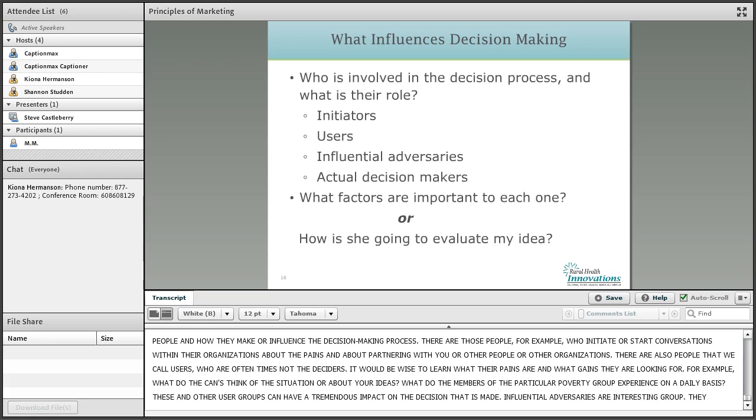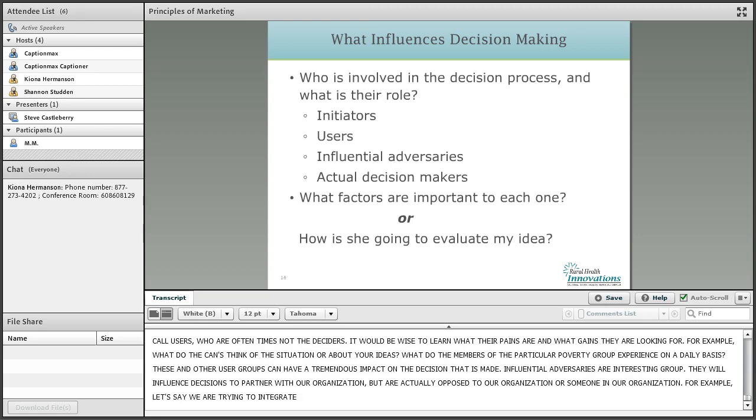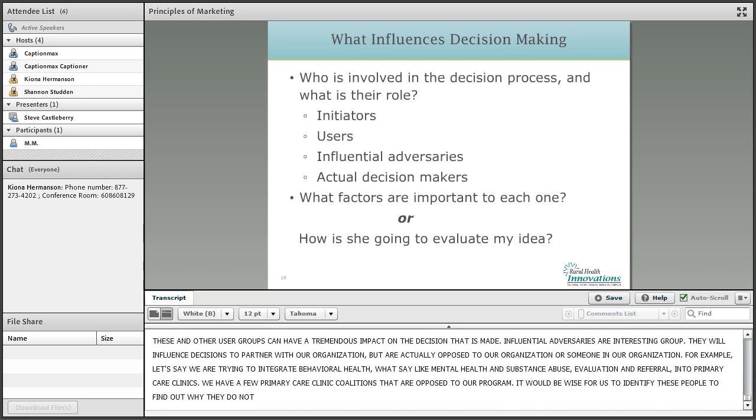Of course, there are many people involved in most of our partnering decisions, and this slide just shows some of the types of folks and some of the roles that they have. If we are astute, we will try to learn as much as we can about each of these people and how they make or influence the decision-making process. There are those people, for example, who initiate or start conversations within their organizations about the pains and about partnering with you or other people or other organizations.